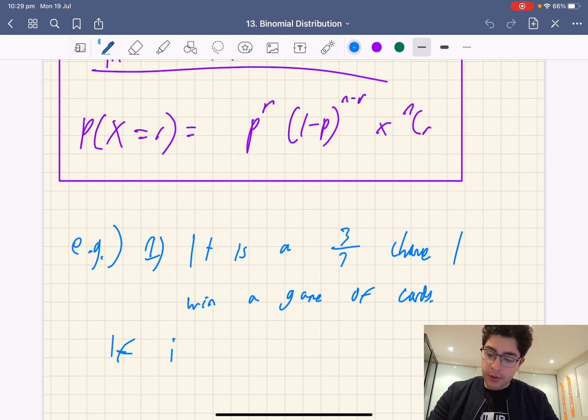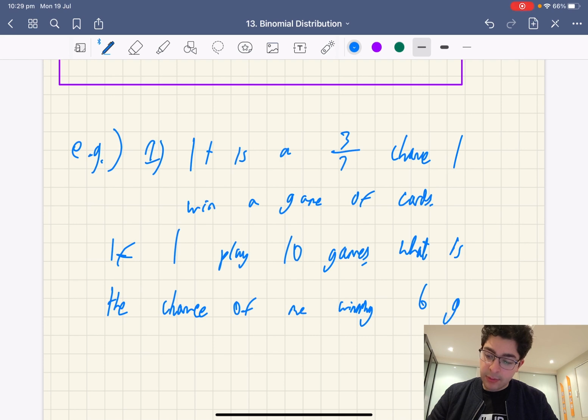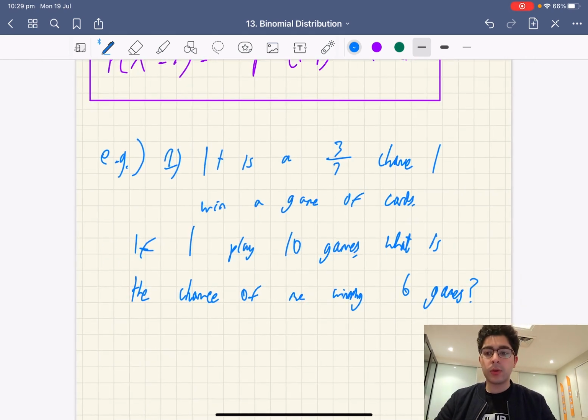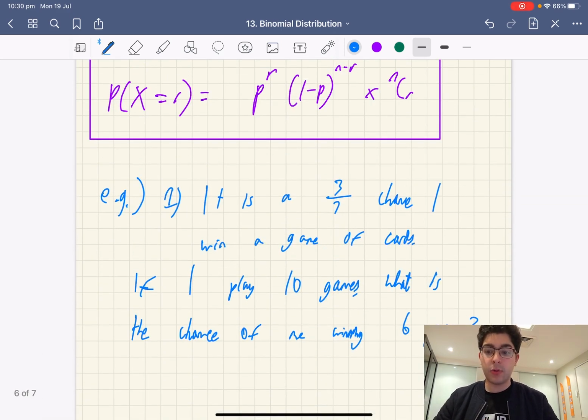If I play 10 games, what is the chance of me winning 6 games? What we can do now is sub all of this information into the formula.